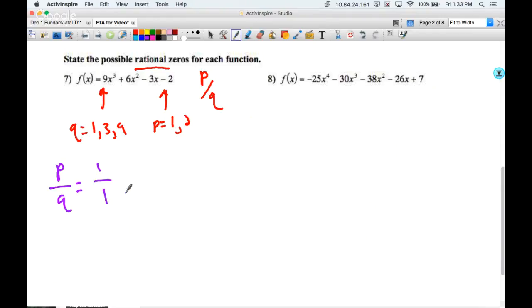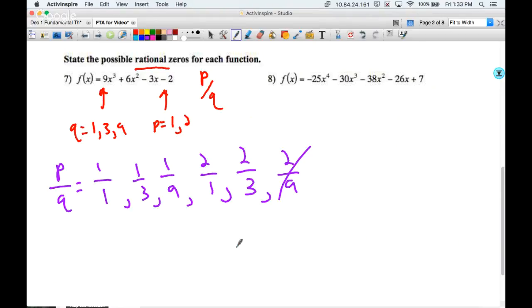So we can do 1 over 1, 1 over 3, 1 over 9, 2 over 1, 2 over 3, 2 over 9. That's a duplicate because it's the same as 1/3. Let me rewrite this list, simplify it, and add a plus or minus to the front. Plus or minus 1, 1/3, 1/9, 2, 2/3.